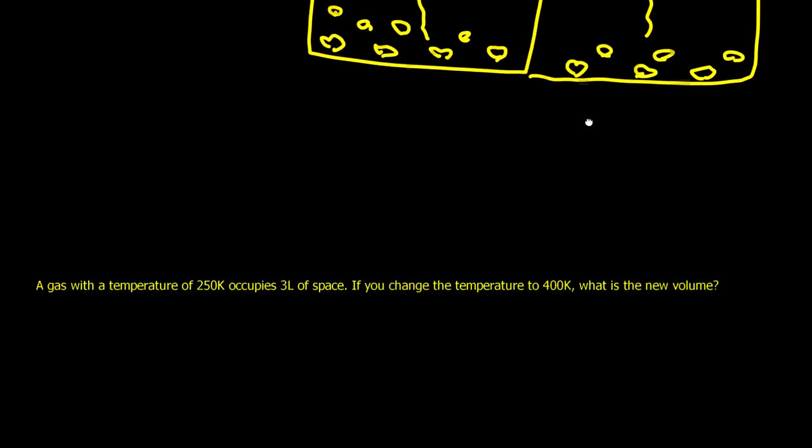So let's take that formula and work out a problem. We've got a gas with a temperature of 250 Kelvin. It occupies 3 liters of space. If you change the temperature to 400 Kelvin, what's the new volume? Let's pick out some information. We've got 250 Kelvin. That's temperature. And remember, it has to be in Kelvin. So there's our temperature, and it occupies 3 liters of space. So this volume is 3 liters.